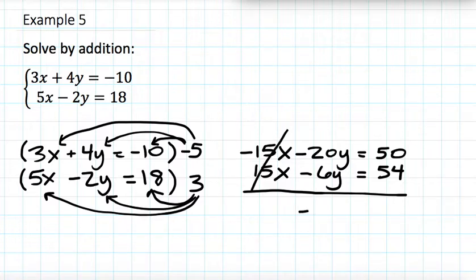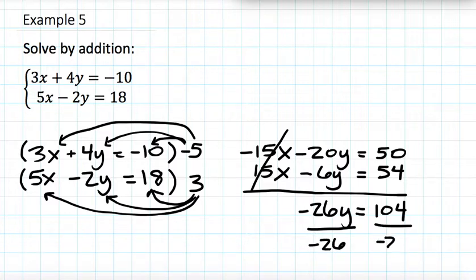And that gives me an equation that only has one variable in it, which is y. Add negative 20 plus negative 6, and it's negative 26. Add 50 and 54, and that's 104. So my x is gone. All I have to do now is solve for y. So I'm going to divide both sides by negative 26. And that should give me y equals negative 4.